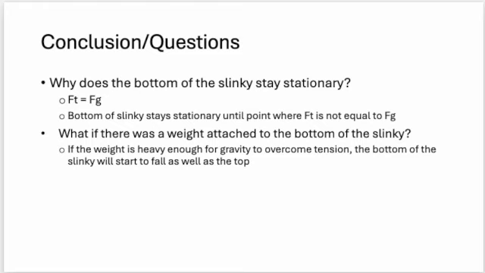What if there was a weight attached to the bottom of the slinky? If the weight is heavy enough for gravity to overcome the tension force upwards, then the bottom of the slinky would fall as well. But if the weight is not heavy enough and gravity still equals tension, then the bottom of the slinky would still stay stationary until tension equals 0.